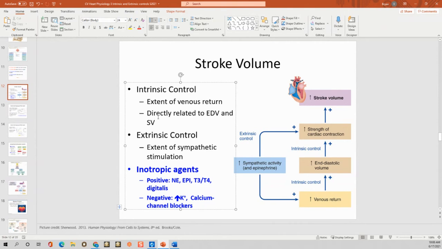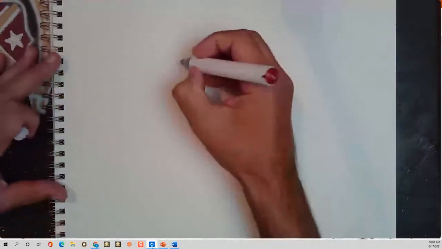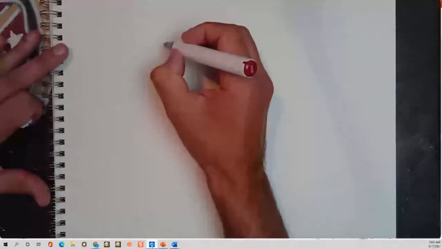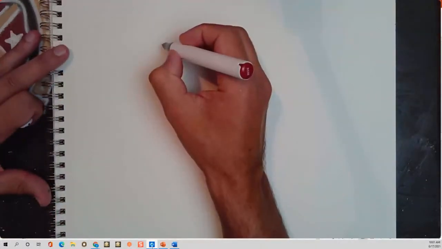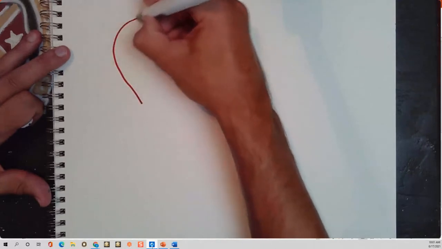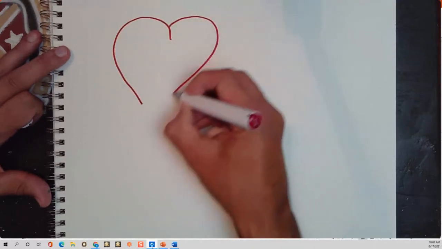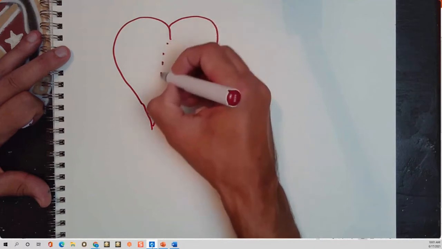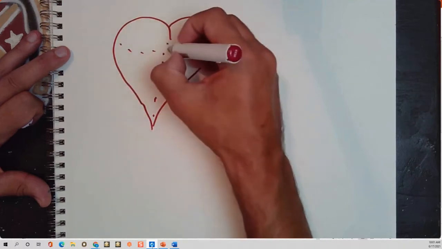But intrinsic controls are coming from within the heart. What I want you to think about is a pretty simple idea. If we have a chamber of the heart, I'm just going to draw a quick imposter heart. It'll work. And I'm going to divide this into our four chambers.